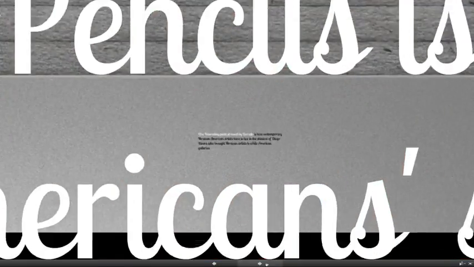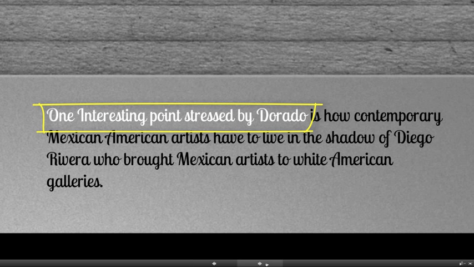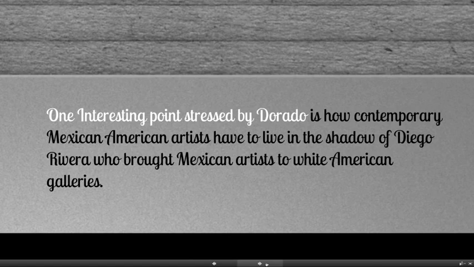Here's a little tip. Some writers do not state the significance of the overall source. Instead, they write the significance of one of the main claims or significant piece of evidence. Writers will close the summary this way to create a transition to their own argument. Here's one example. One interesting point stressed by Dorado is how contemporary Mexican-American artists have to live in the shadow of Diego Rivera, who brought Mexican artists to white American galleries.